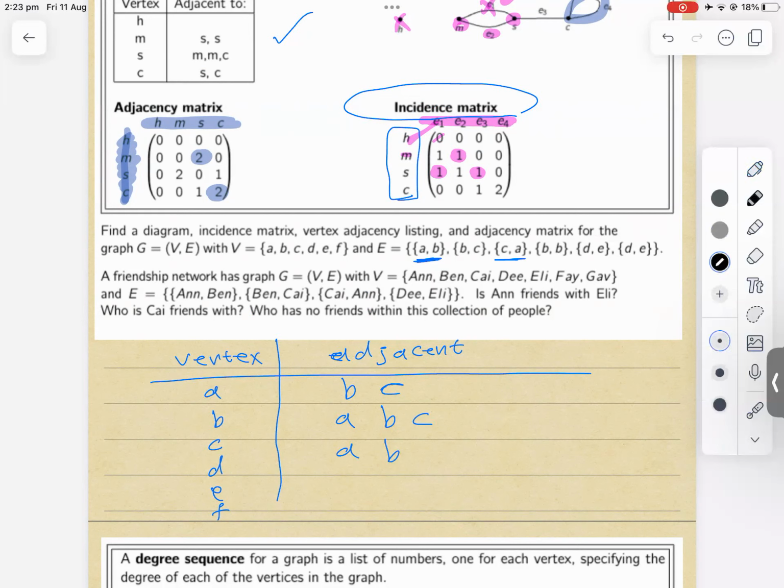So can I do this? It's just one example. C is adjacent to which other vertices? One of them is this guy, and the other one is this guy, and so on. I'm sure you can do it.